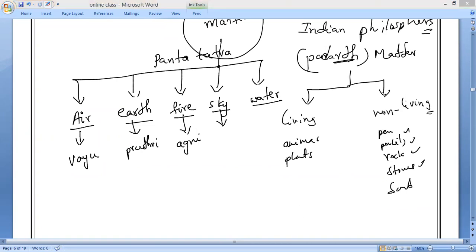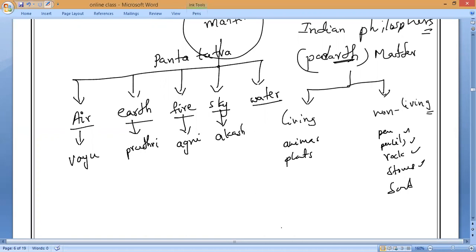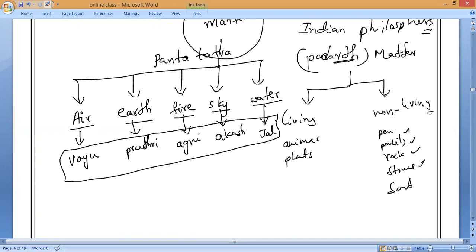And sky, what do we call it, guys? In Telugu, we say akash. In Tamil, I don't know. And the last one, water, we call it tanni. In Tamil, we call it tanni, in Hindi we call it jal. Okay. So these are called Panchatattvas.